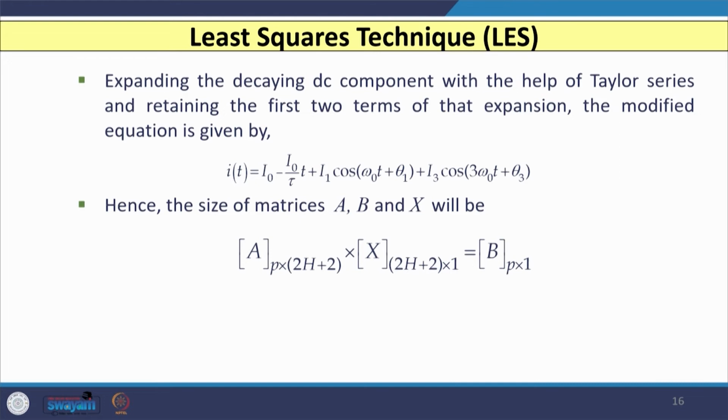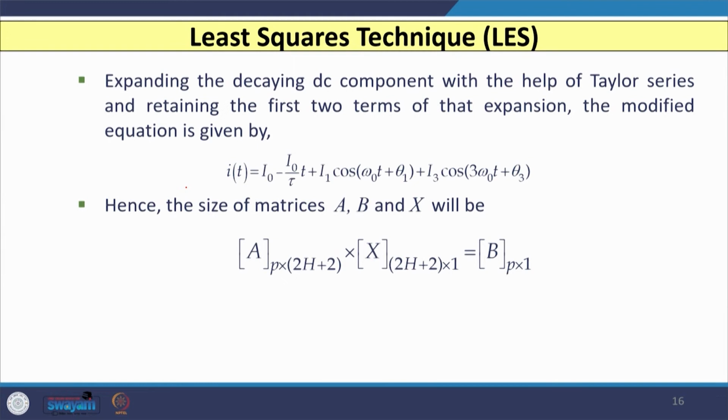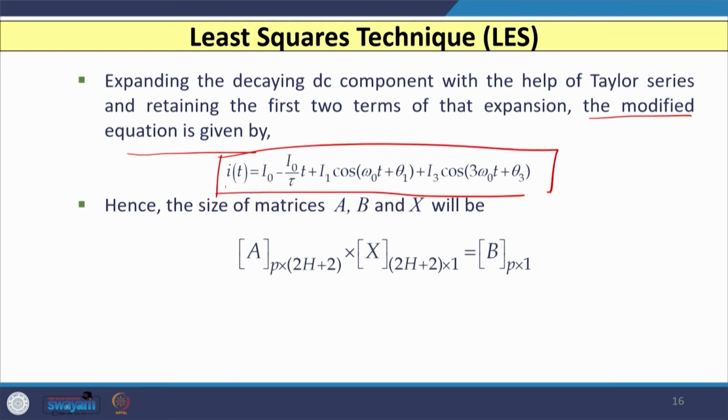Now, if we expand this term using the Taylor series, and retain the first two terms, neglecting the higher order terms, we have the modified equation of I t, given by this equation. Here you can see we have two terms for DC: one is I 0 and the other is minus I 0 by tau into t.